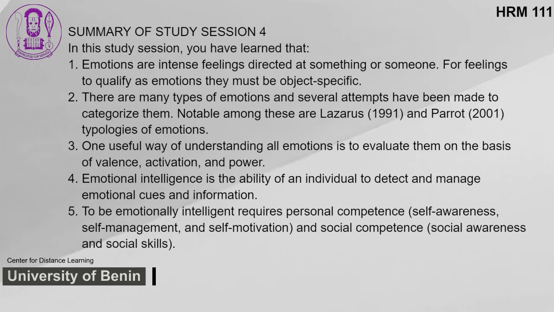3. One useful way of understanding all emotions is to evaluate them on the basis of valence, activation, and power. 4. Emotional intelligence is the ability of an individual to detect and manage emotional cues and information. 5. To be emotionally intelligent requires personal competence, self-awareness, self-management, and self-motivation, and social competence, social awareness and social skills.